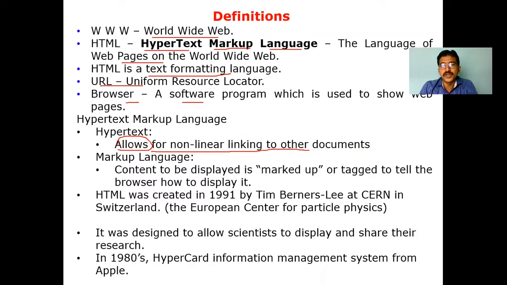Clear? So moving from one place to another place with the help of text is called hypertext, or with the help of a link, it's called a hyperlink. Now, what is called markup? Markup means marking up, like makeup. Markup language: the content to be displayed is marked up with tags to tell the browser how to display it.